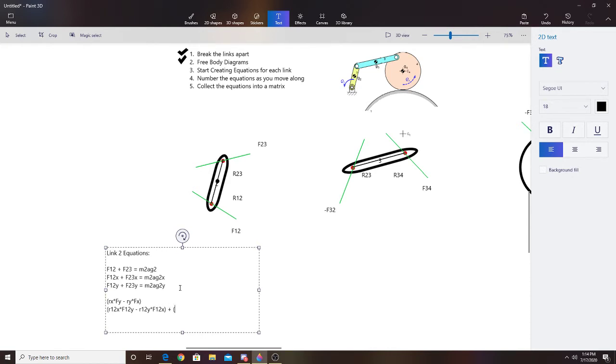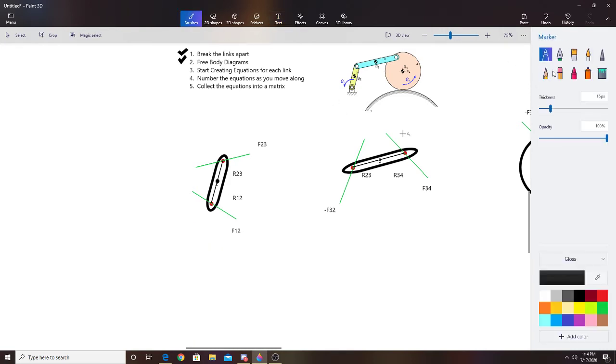Plus r23x times f23y minus r23y times f23x, and then plus q2, right? Because remember, we do have this force right here that's acting on this link. It is our input torque, and so q2 is part of the moment equation, right? So essentially, if you were to break this down, what we have here, I actually didn't put that down.